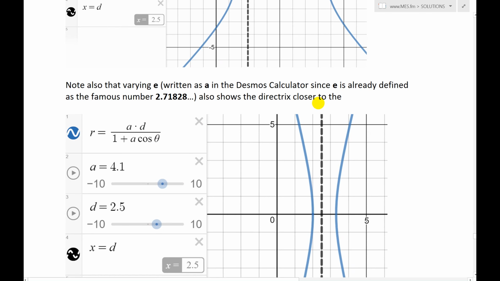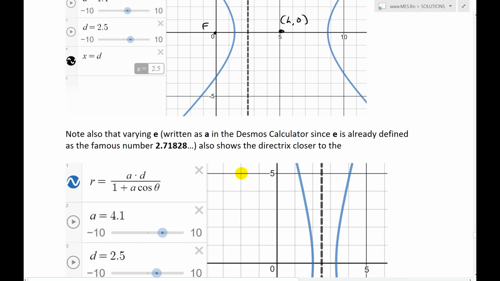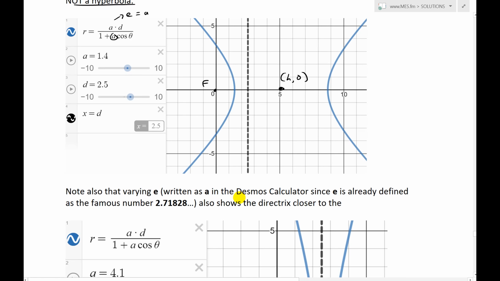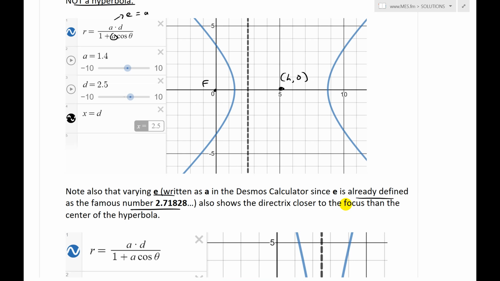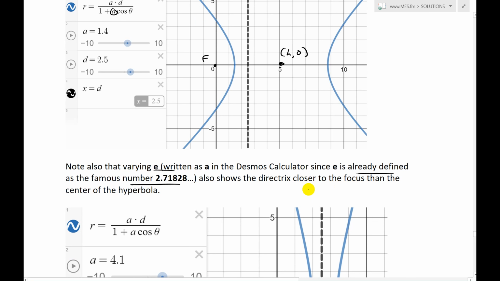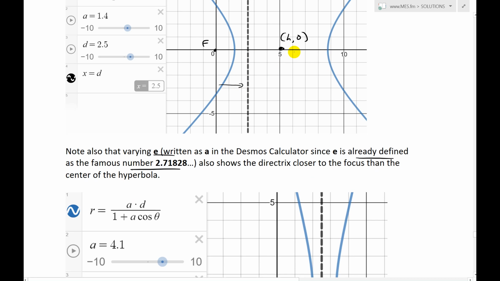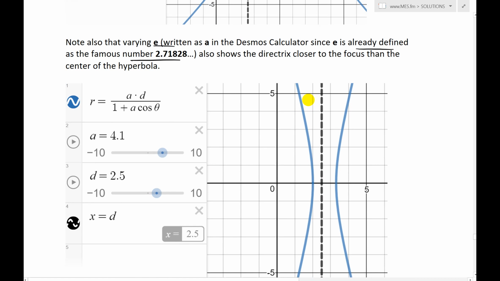But then if we just change this to 4.1, leave everything the same, 2.5. And then also I want to make a note here. Note also that varying e, written as a in the Desmos calculator, since e is already defined as the famous number 2.71828 etc., also shows the directrix closer to the focus over here than the center of the hyperbola. So that's a center. This one's closer than that one, obviously. So in other words, the directrix is not over here. It's not there. So keep that in mind. I'll prove that mathematically soon.